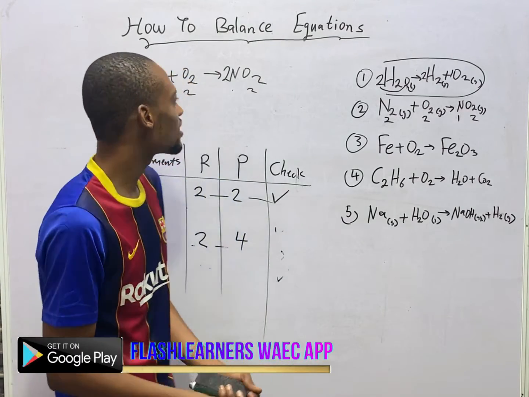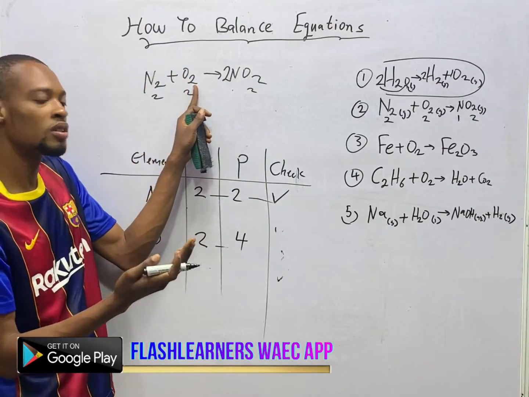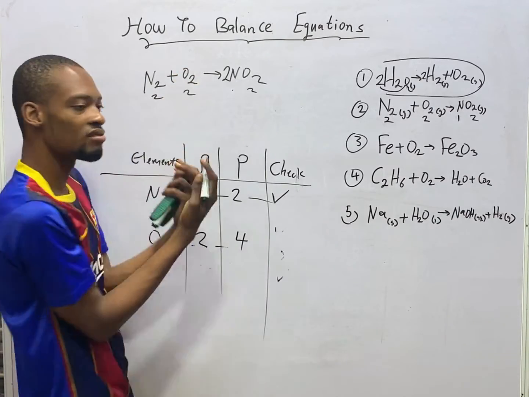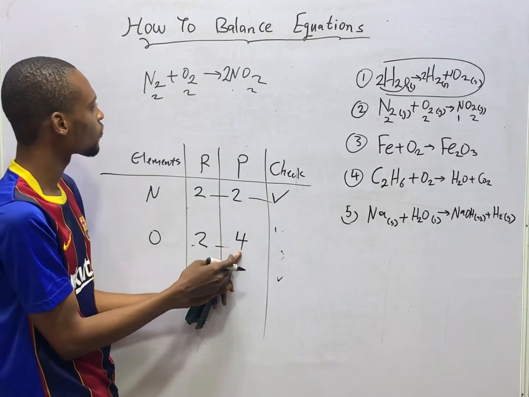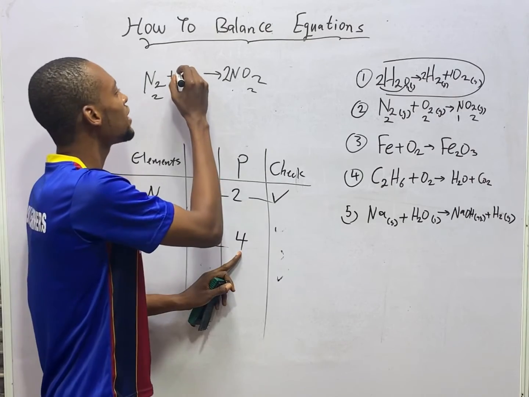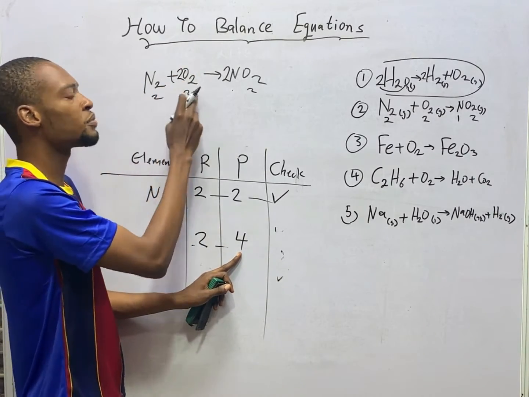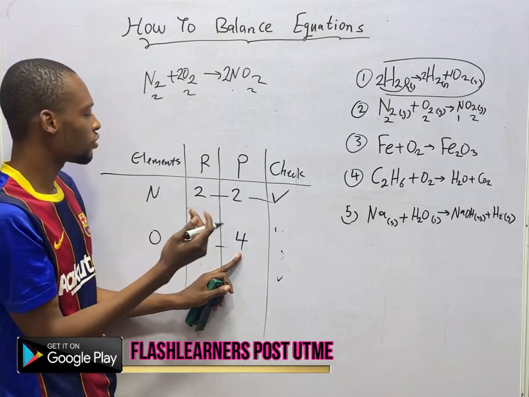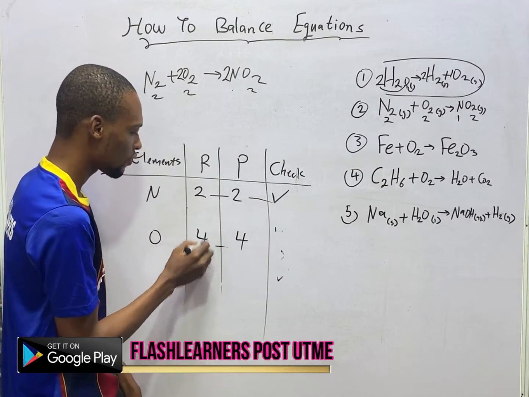So the good news for us is that oxygen is standing alone. So in the reacting side, let's increase oxygen to make it 4. How do we do that? If here is 2, 2 times 2 will give you what? 4. So meaning here is now 4.